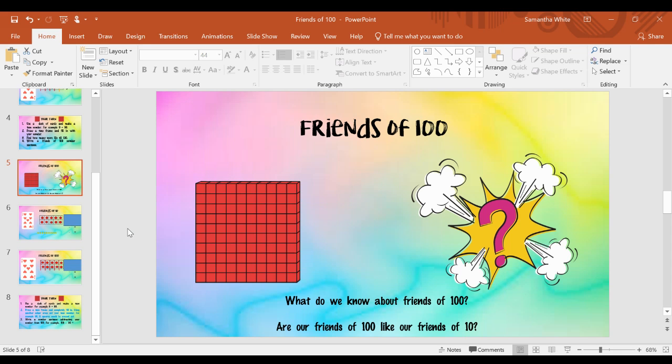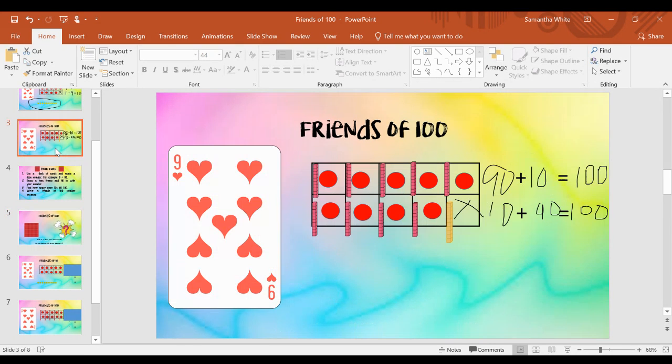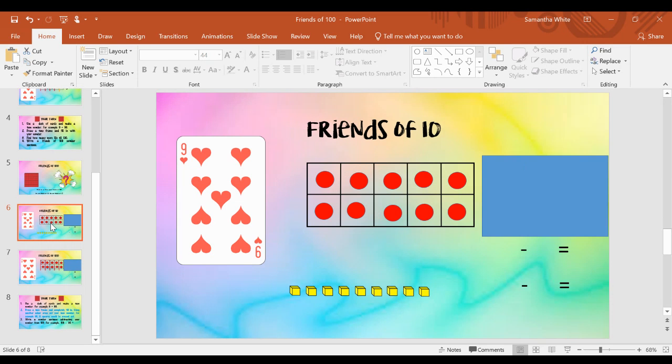Last lesson, we looked at friends of 100, but looking at addition. And we learnt so many things about using our tens frame, but counting by tens. For example, we looked at 90 and we placed it on our tens frame and we found its friend of 100. Now we're going to be looking at friends of 100, but with subtraction.